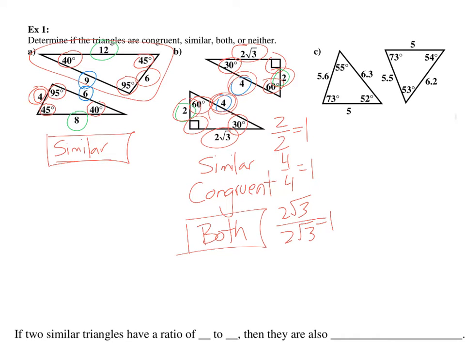For part C, let's see what we have here. I have 73. I have 53. There's no 53 for C. So right away, I know that neither is true, because for congruence, all the angles have to be congruent. For similarity, all the angles have to be congruent.